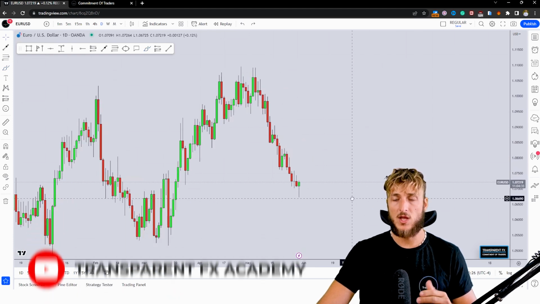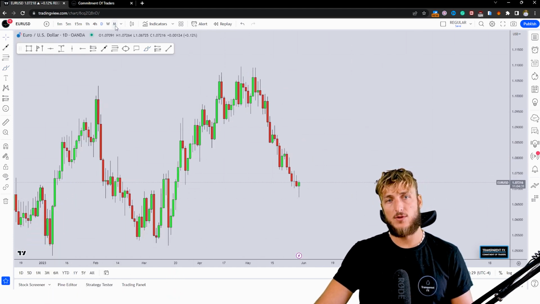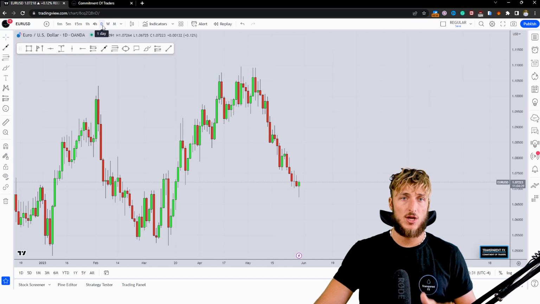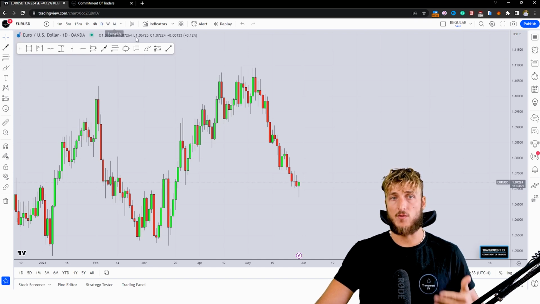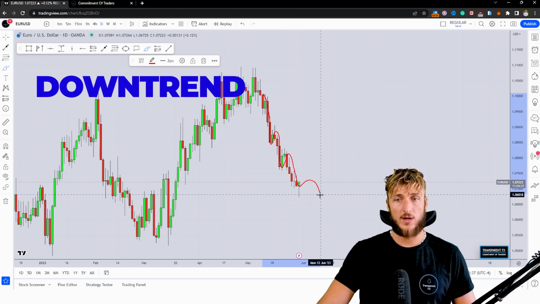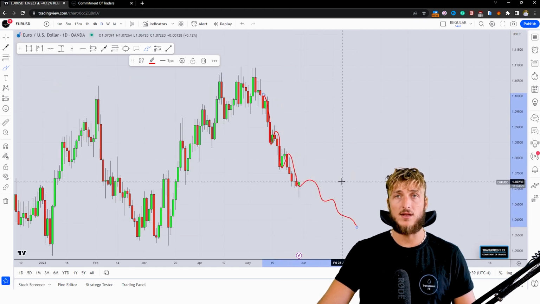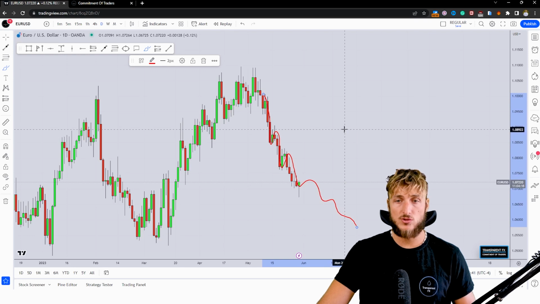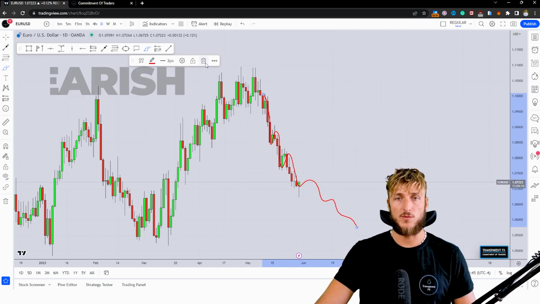Now, at the moment, what we must notice is that even though monthly and weekly are bullish, from a daily perspective, we still have a bearish market. In fact, this market is still creating lower lows and lower highs. Until the market remains in this situation with bearish structure, creating lower lows and lower highs, we could expect more bearish continuation.